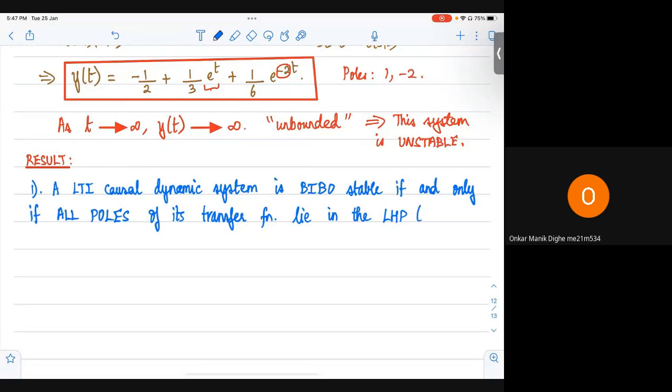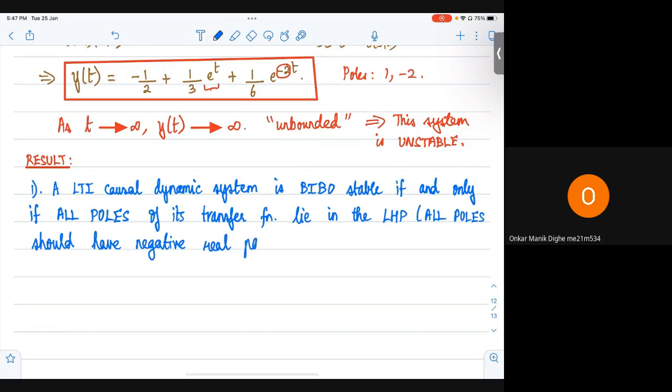Okay, so some people will say all poles should have negative real parts. Both mean the same thing, because we have already observed that if a complex variable lies in the left of the complex plane, its real part is negative, right? So this is an alternative way of writing the same statement.